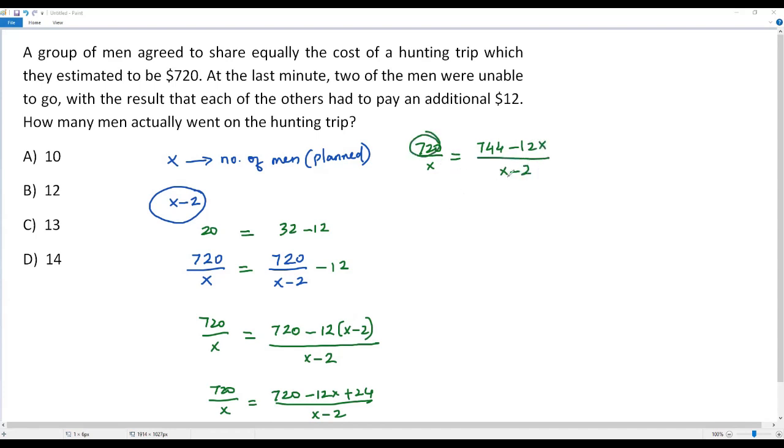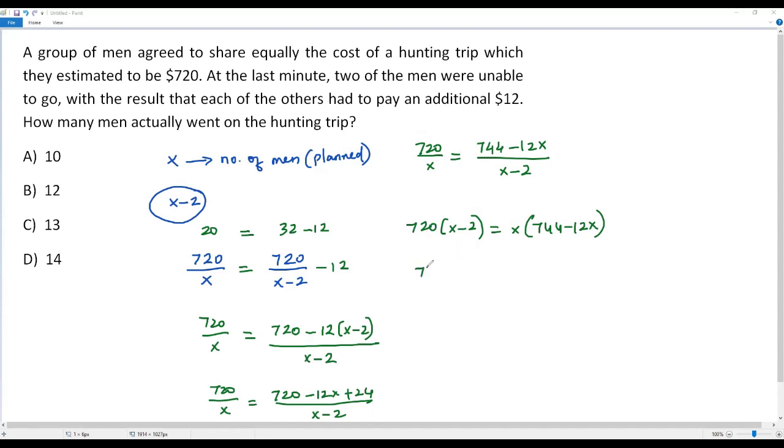Then we have to multiply this numerator 720 by this x minus 2. Then I'm getting 720 times (x − 2). And here this numerator has to be multiplied by this denominator. Then I'm getting x times (744 − 12x). Okay, here now we can distribute this 720 to this x and minus 2.